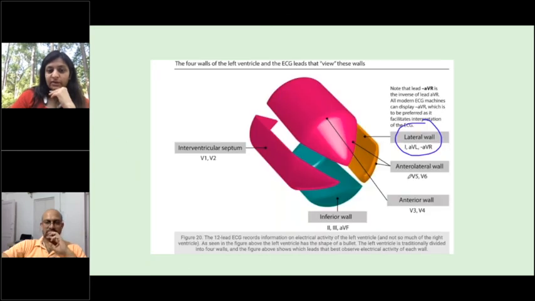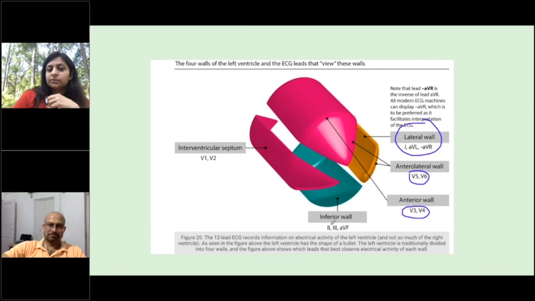AVR was looking diametrically opposite. So when you do the negative of AVR, what you will get is a lateral wall area. Next is your anterolateral, so a little anterior but some lateral. V5 and V6 are those leads. Just anterior are V3 and V4. Inferior are 2, 3, and AVF, because all of them were, if you remember, 60 degrees, 90 degrees, and 120 degrees, so in that area of the heart, inferior. And the septum are V1 and V2.